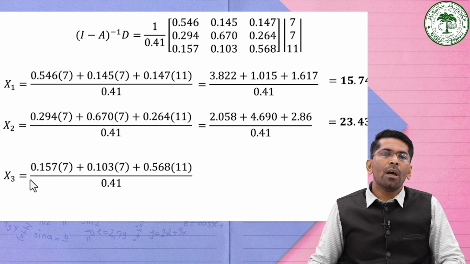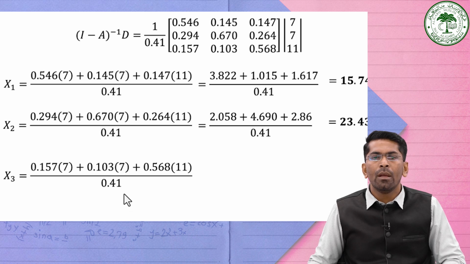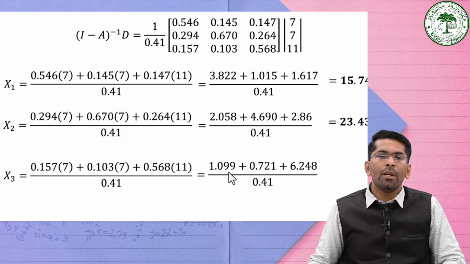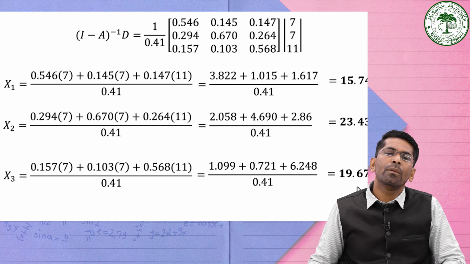Similarly for the third output, we consider the third row and multiply with the final demand vector. So it will be 0.157 into 7, 0.103 into 7, plus 0.568 into 11, divided by 0.41, which is equal to 1.099 plus 0.721 plus 6.248 divided by 0.41, which is equal to 19.67, around 20. So we have the outputs x1, x2, x3, that is 16, 24 and 20. I am rounding them.